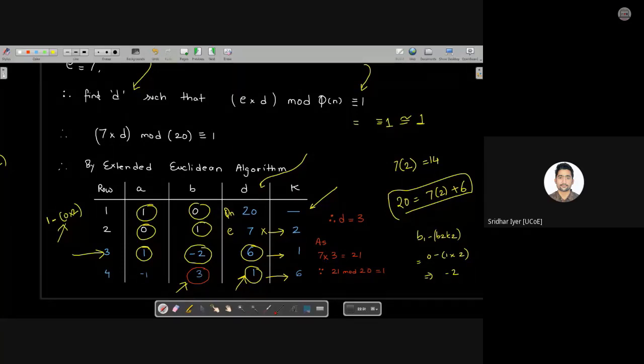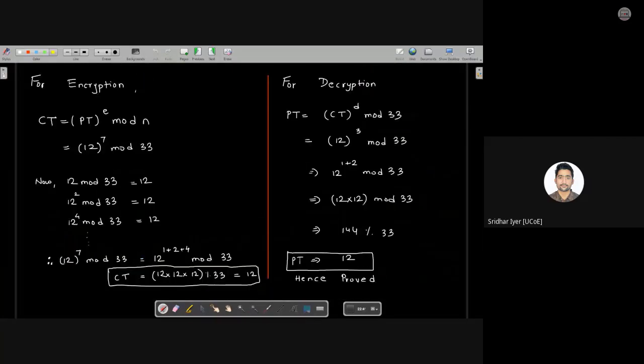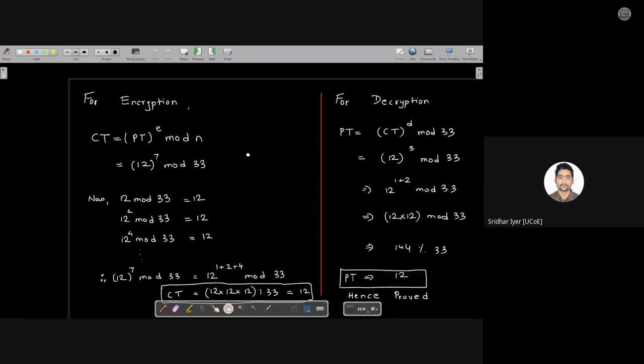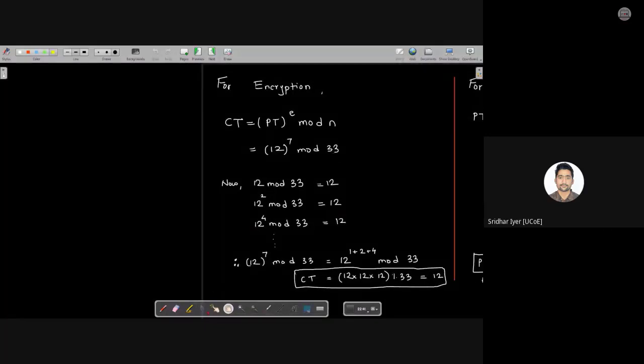So let's move ahead. We still need to encrypt the messages. We have seen what is the value of D, what is the value of E. Now let's start encrypting the plain text. Now this is our encryption formula. We know that encryption is plain text raised to E mod n. We know all the values now, so it becomes 12 raised to 7 mod 33. Now what is 12 raised to 7? As you can see over here, 12 raised to 7 is nothing but 12 raised to 1 plus 2 plus 4. Correct? So we need to find out these values anyhow.